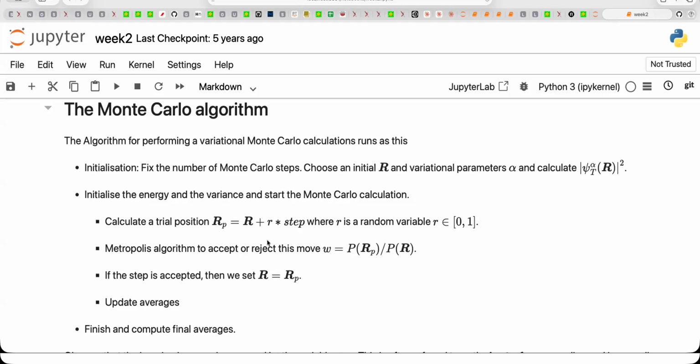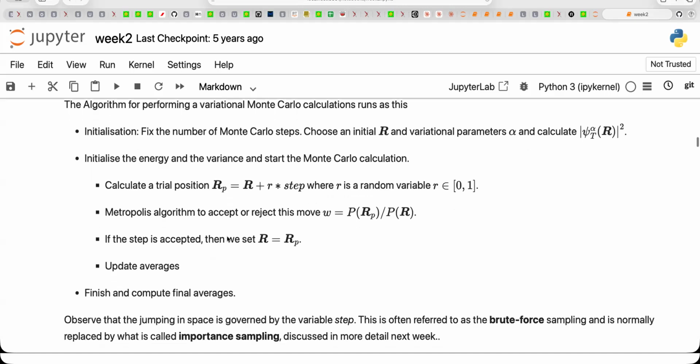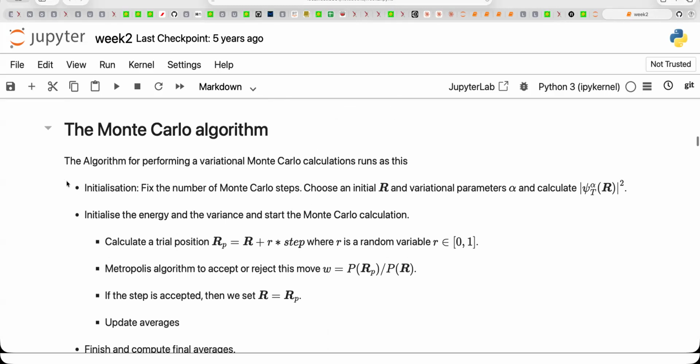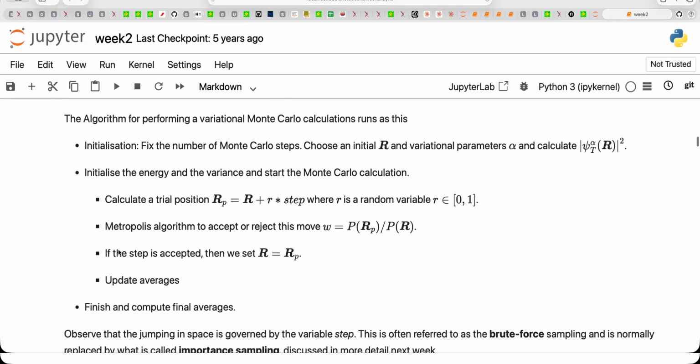Later, we are going to look at importance sampling. Then we have the Metropolis test, which is just a ratio between the probabilities, new position divided by the old one. This is the Metropolis algorithm. So the Monte Carlo algorithm is actually everything here. But whether you accept a move or not is given by a sampling algorithm, which is called the Metropolis algorithm. We have many other ways of doing this.